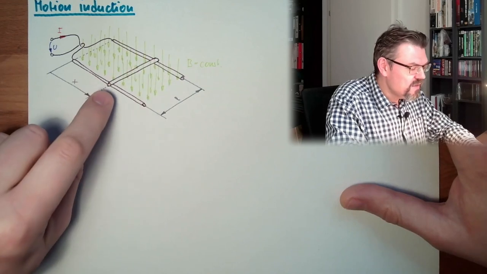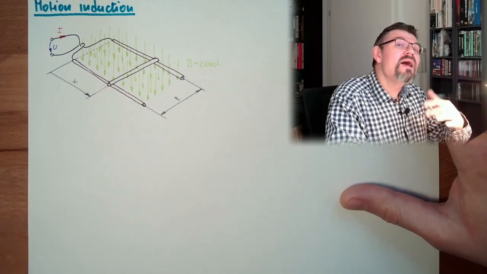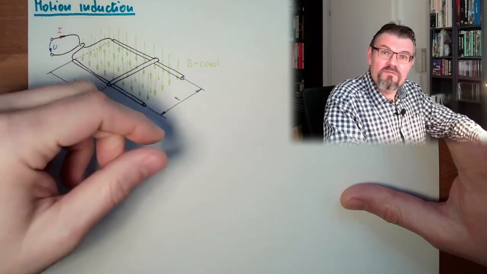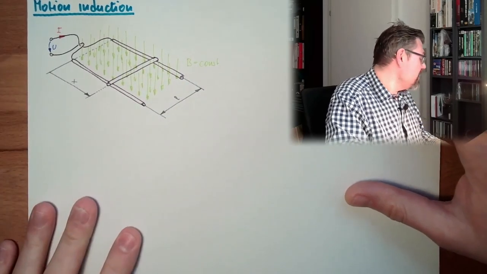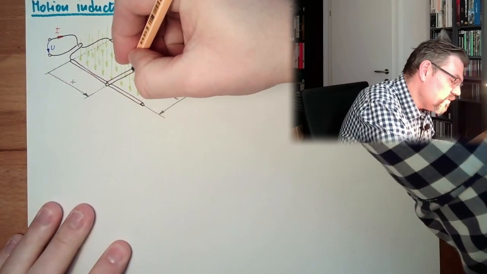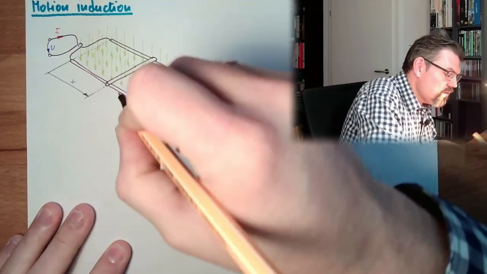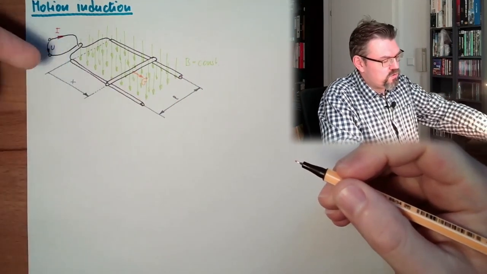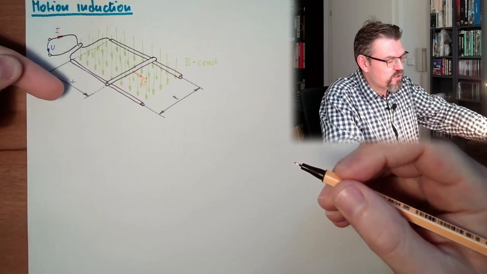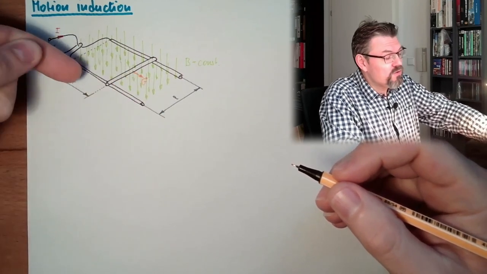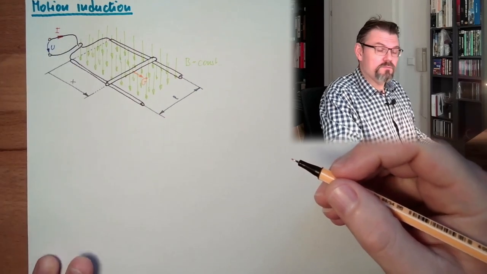This slider is touching those two rails, electrically conductively connected, and it is moving with a velocity v. So it's sliding in this direction, direction x, starting from zero, going with a certain velocity in this direction.